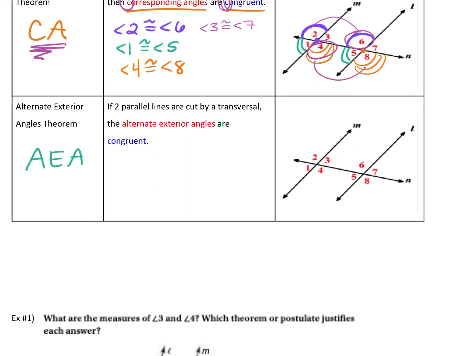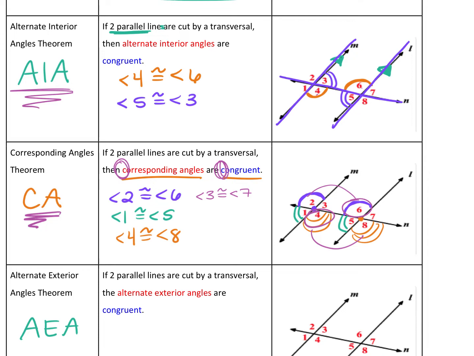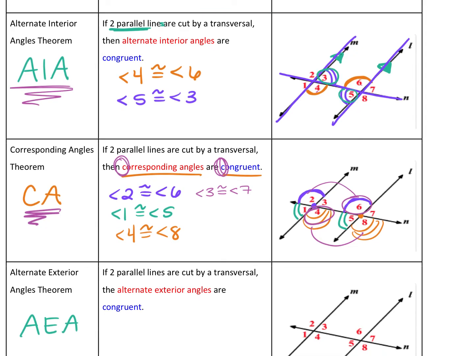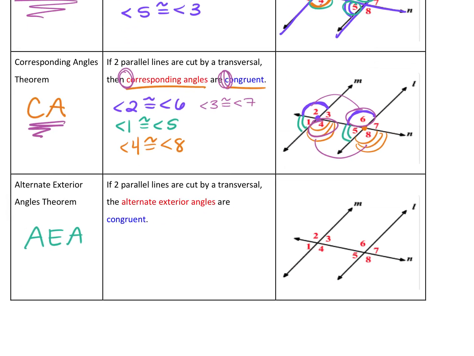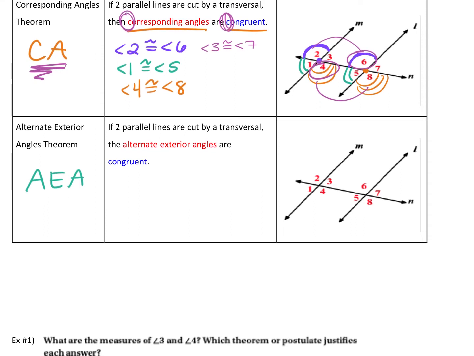Alternate exterior angles. Okay, so we talked alternate interior angles. Remember, alternate interiors were 3 and 5, 4 and 6. They were inside the parallel lines. Now we want alternate, so opposite sides of the transversal, but outside of the parallel lines. Do you think you can pick one of those? 1 and 7? Yeah, good job.